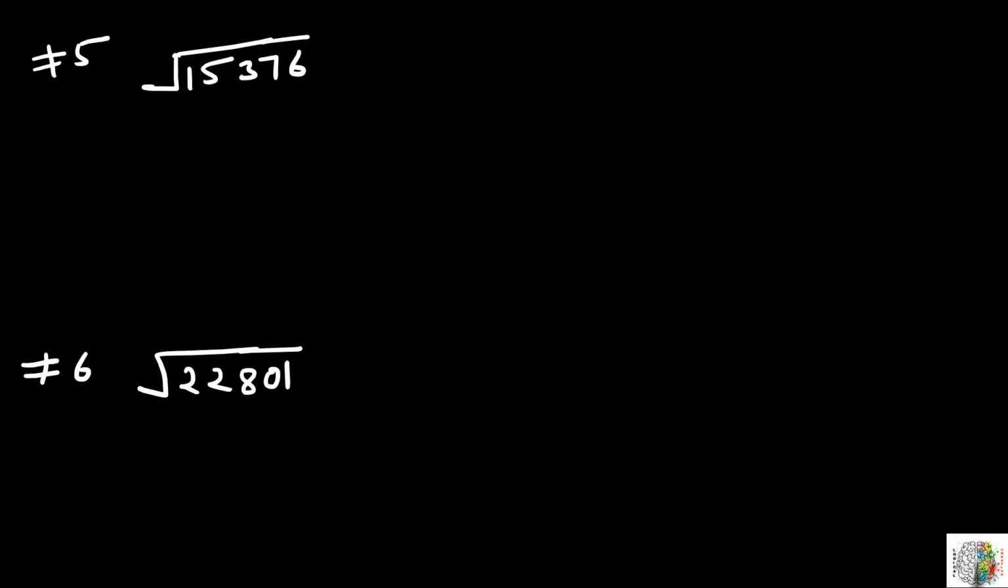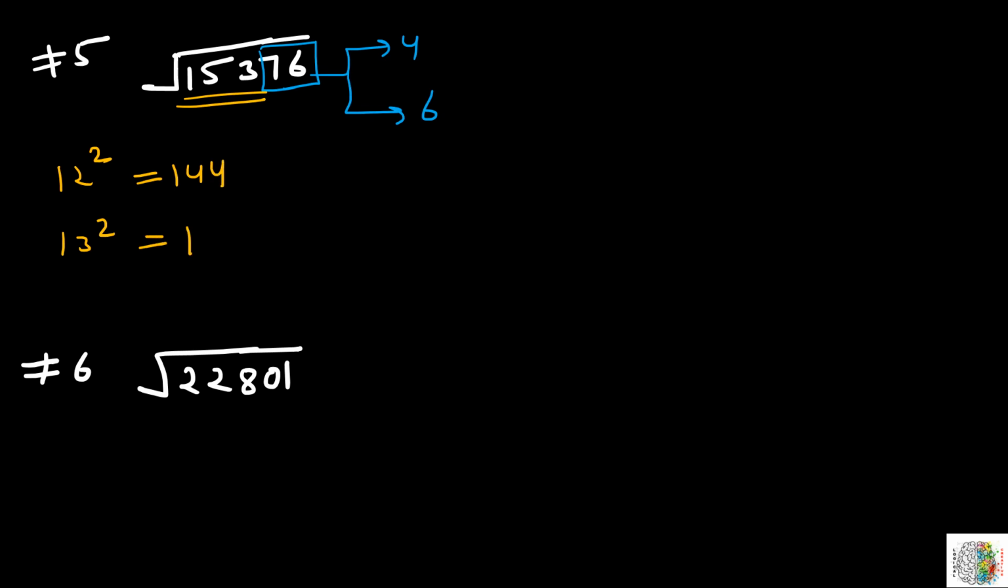Now we will discuss a bigger number like 15376. Okay, so similarly we will mark the last two digits of this number, and the unit digit is 6, so it may be the square of 4 or 6. Now the remaining digits are 153, so it will be present between the squares of 12 and 13. So 12 square is equal to 144 and 13 square is equal to 169. So 153 is present between these two numbers. Now the smaller number between these two numbers is 12. So first we will write down 12 here.